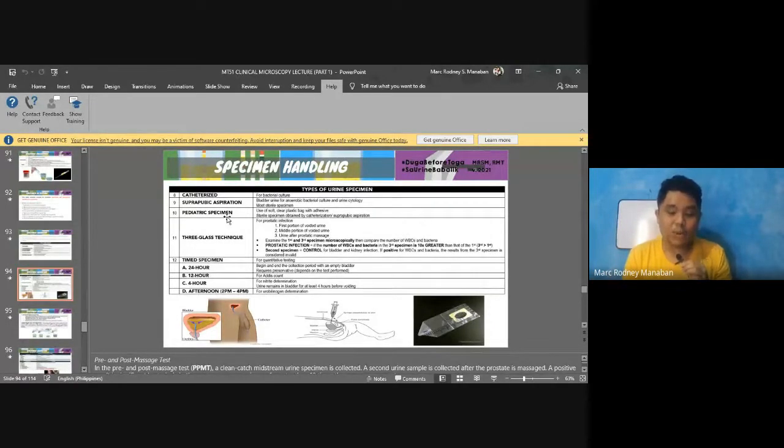Alright. Next is, of course, suprapubic aspiration. By the name itself, it is taken directly from the bladder. Using a needle and a syringe, you aspirate urine from the bladder. Since it is directly from the bladder, you can expect that this is the most sterile specimen. And again, this is usually used for anaerobic cultures, bacterial cultures. The best specimen for anaerobes is your aspiration. And of course, this can also be used for infants.